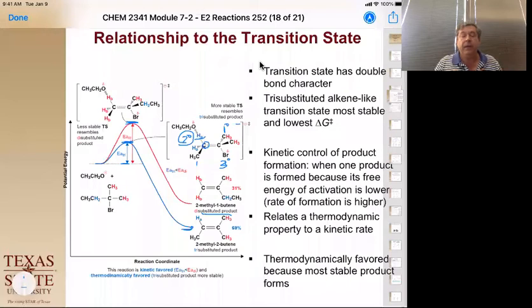Notice they have a different amount of exotherm. We took more energy to make it, and it made the thermodynamically less stable product. And if we had really high energy, we'd still have enough of this, but we'd have a lot of this. So it turns out the tri-substituted alkene is both the kinetic and the thermodynamic product, so it's going to be our major product.